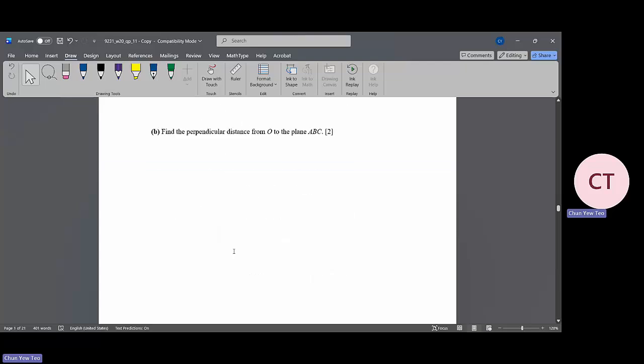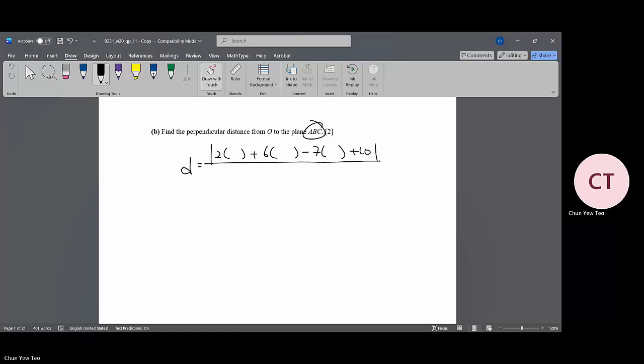Now we move on to part B. Find the perpendicular distance from A to B. Perpendicular distance, we have a formula from the plane OABC. So just now the plane equation is 2x plus 6y minus 7z plus 10, divided by the square root of 2 squared, 6 squared, and -7 squared.